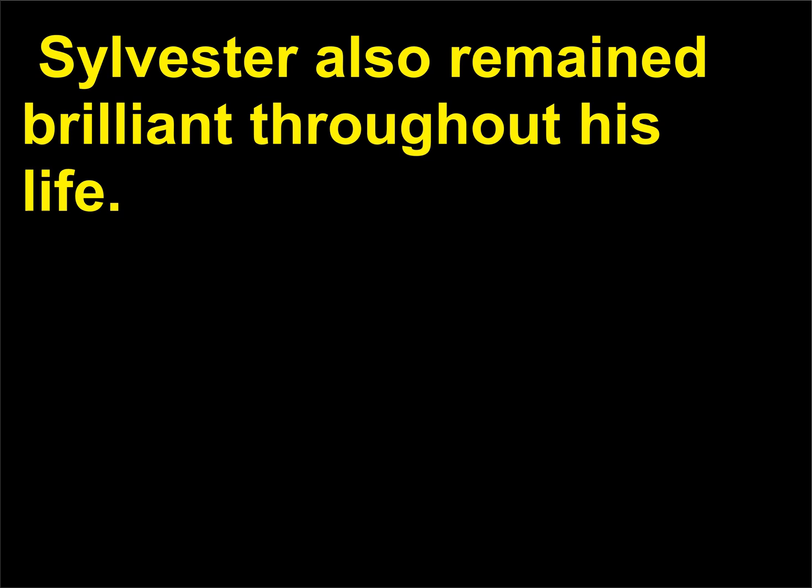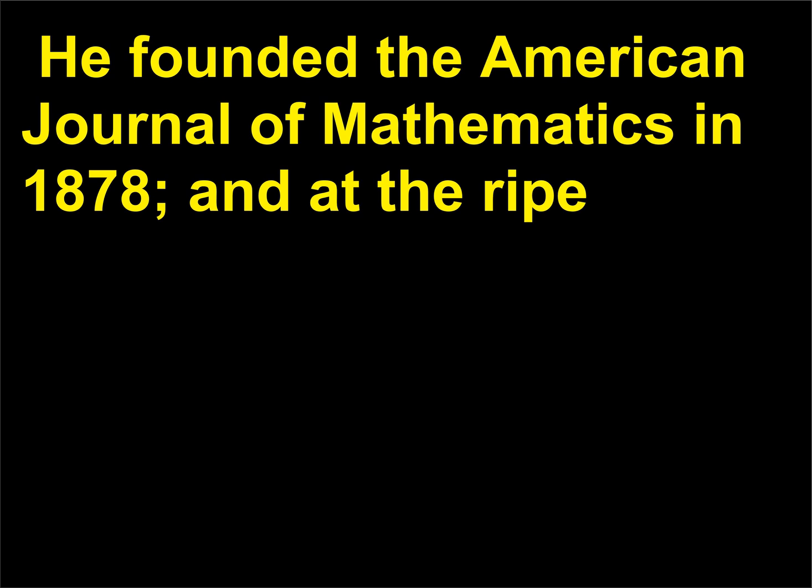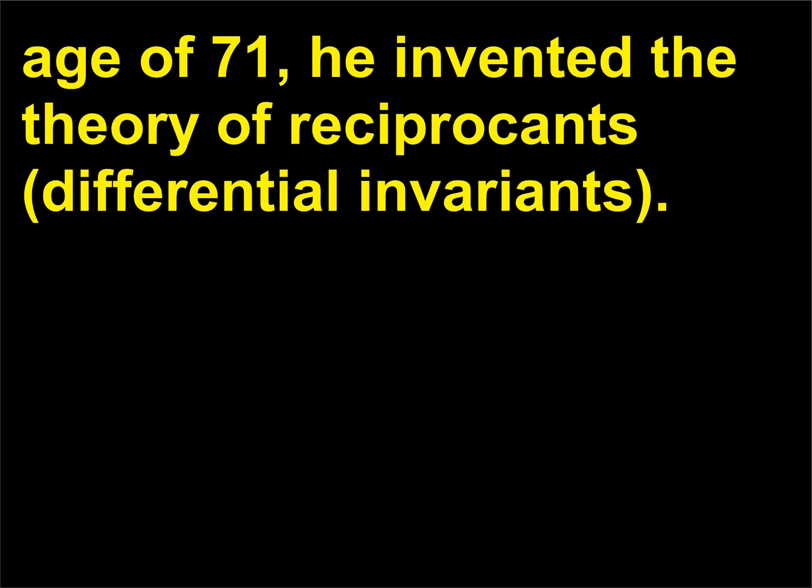Sylvester also remained brilliant throughout his life. He founded the American Journal of Mathematics in 1878, and at the ripe age of 71, he invented the theory of reciprocance, differential invariance.